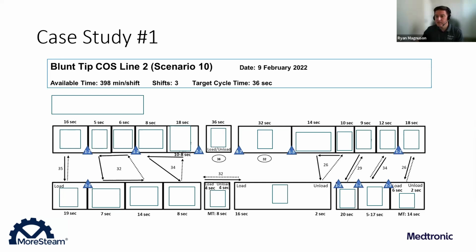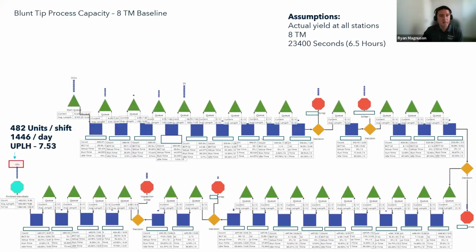So the first thing we did was we modeled it in Process Playground. We have our assumptions here. We have our actual yield at each step. We have 8 team members, and this is our available time. After we built this model, it took a little bit of time, but we were able to get what's actually happening on the line at the current state. We were seeing that we were getting 482 units per shift, and our UPLH was at 7.53.